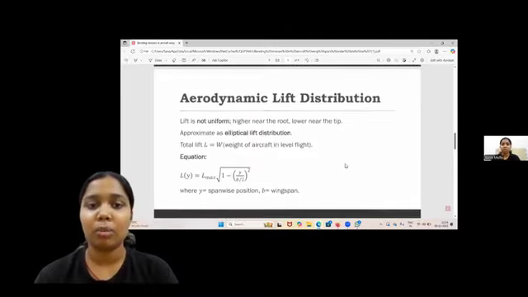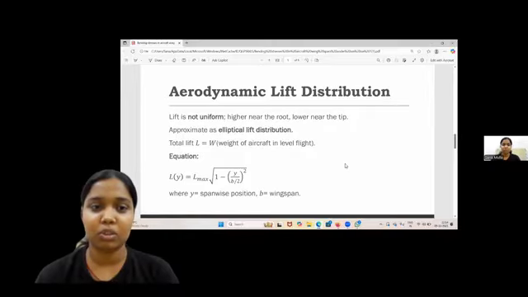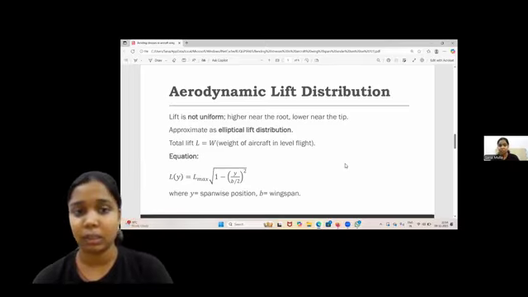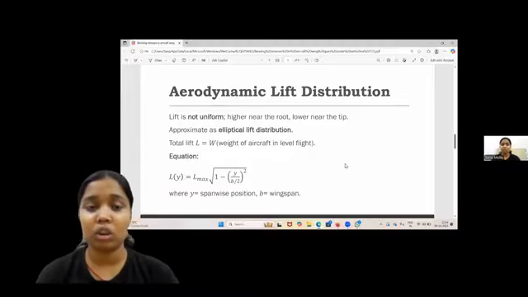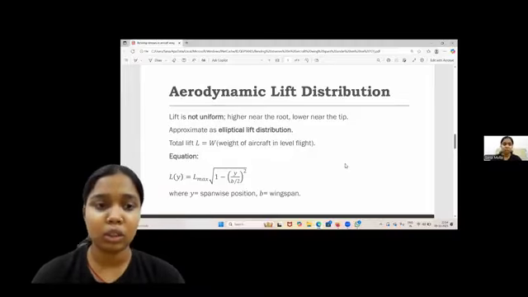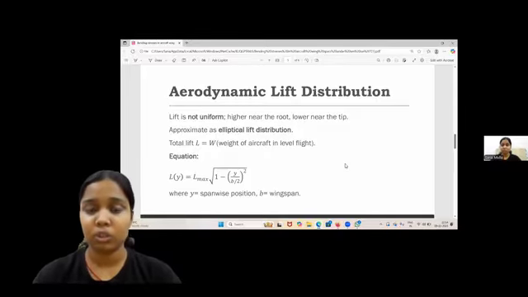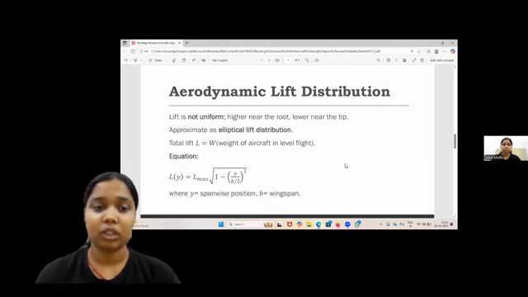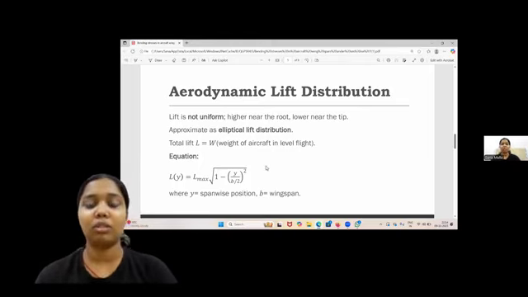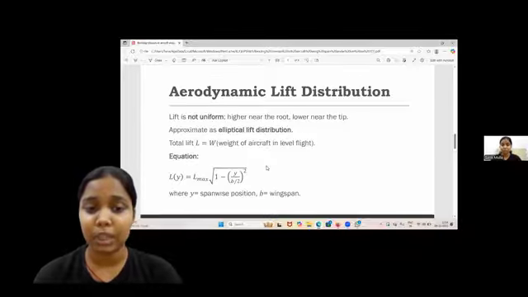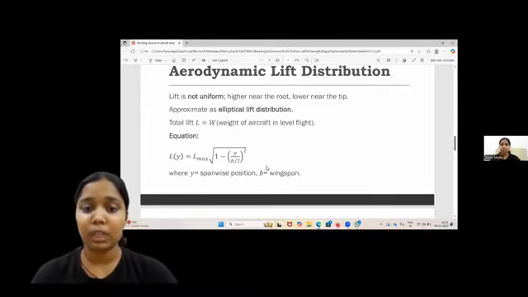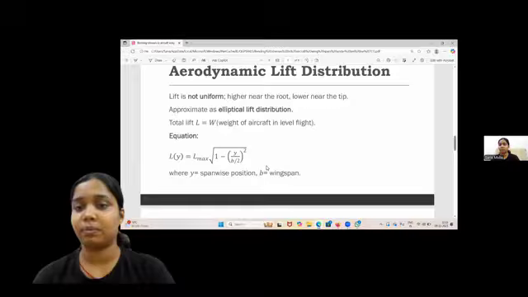Now let's talk about the aerodynamic lift distribution. We all know that lift is not uniform. It is higher near the root and lower near the tip, approximately an elliptical lift distribution. Here the total lift generated is equal to the weight of the aircraft in level flight. So the equation is given by L of y is equal to L max times the square root of 1 minus (y by b by 2) whole squared, where y is the span-wise position and b stands for wingspan.